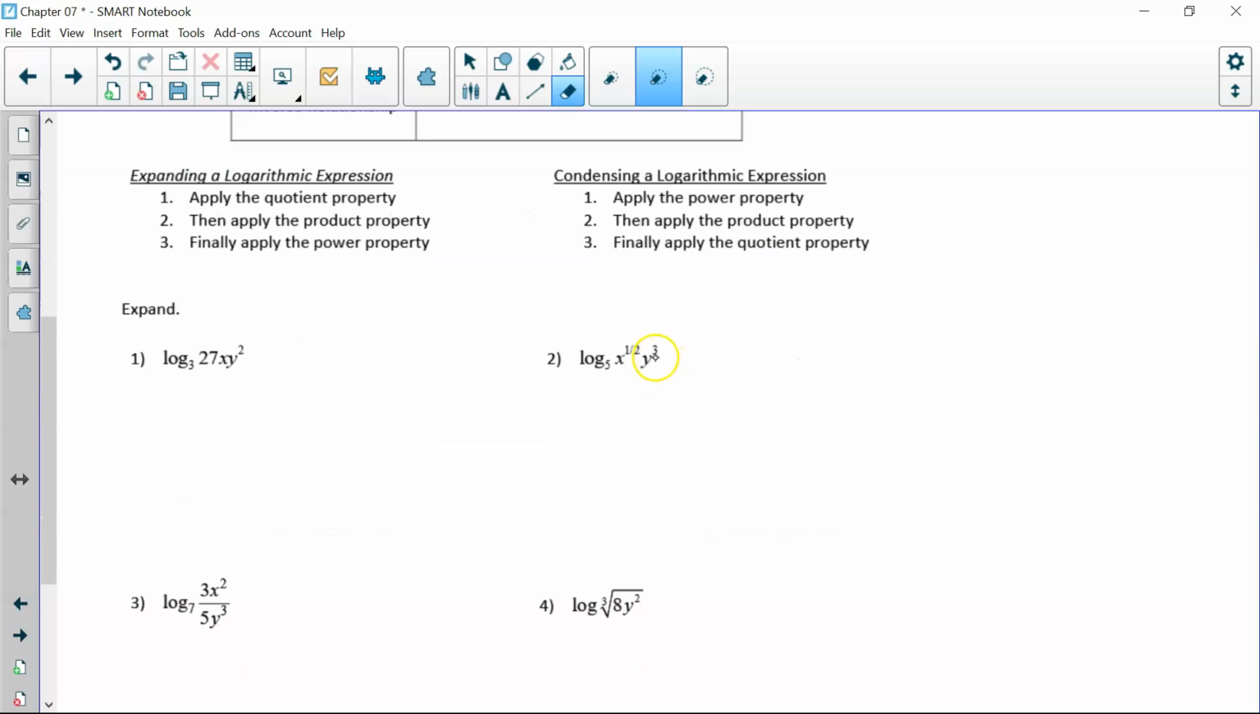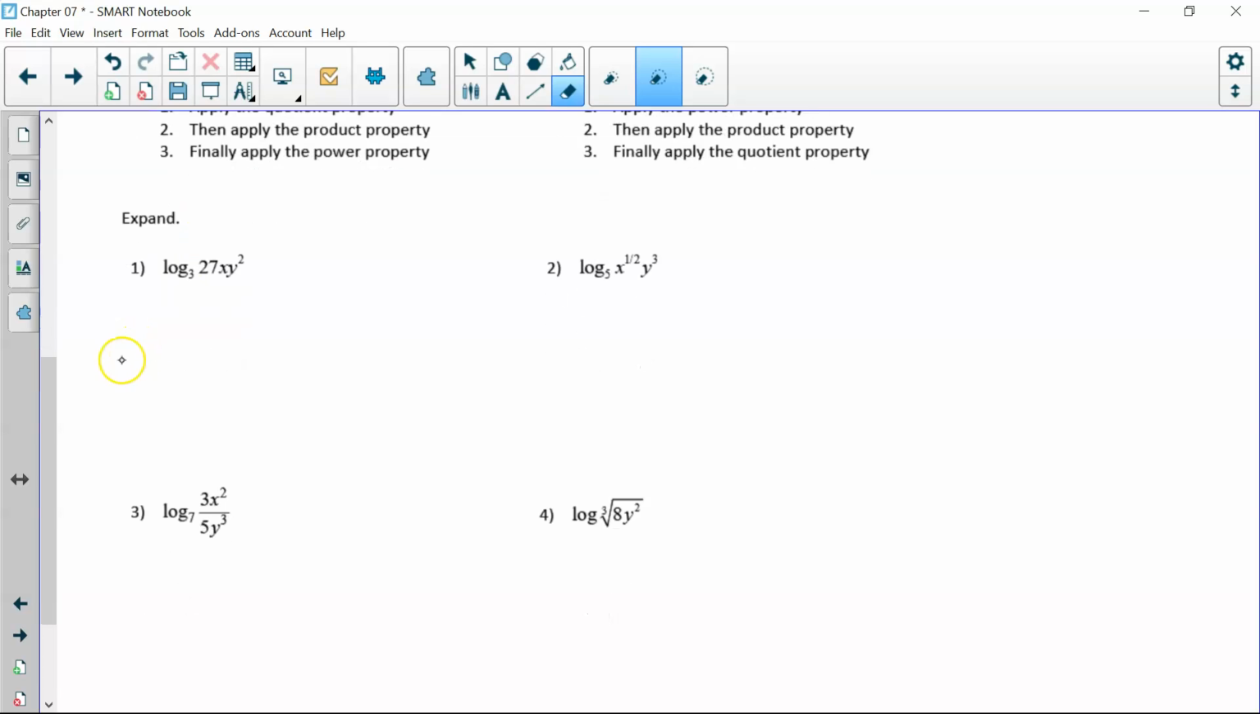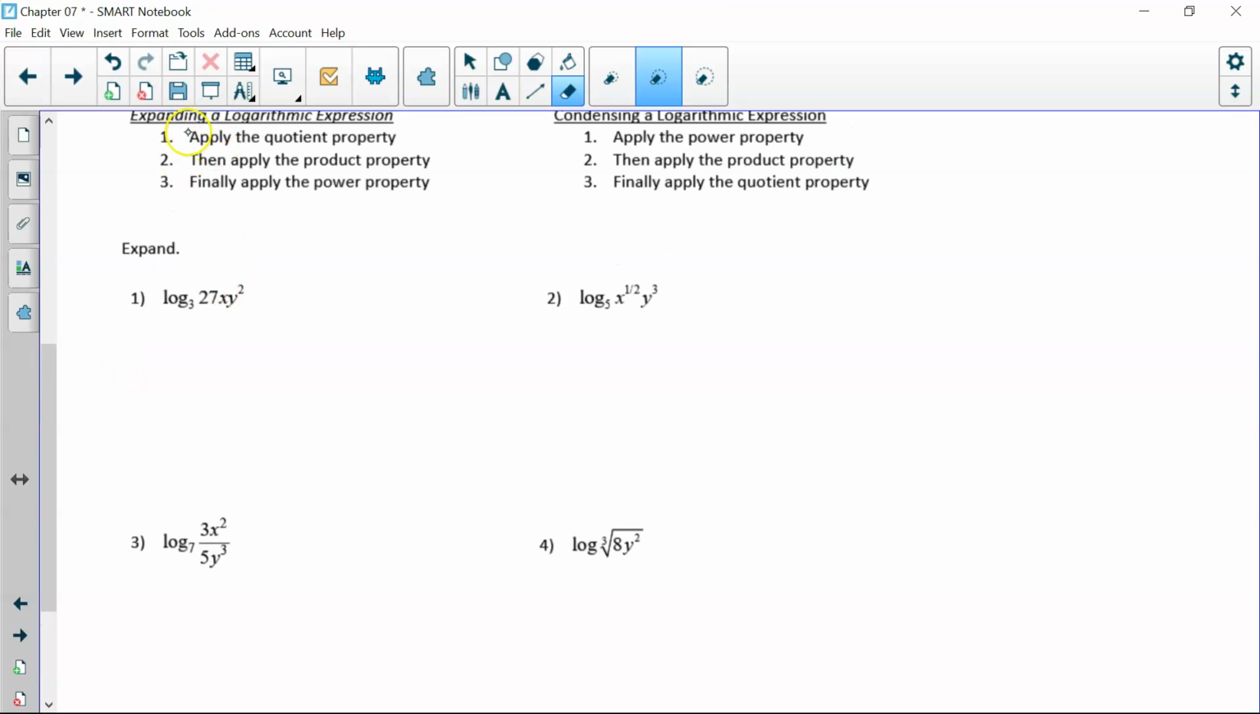Now we're going to talk about expanding first. And when we expand, we go in the order of applying the quotient property, if there's a fraction, then product, and then finally the power property. So for number one, we don't have any fractions, so there's no quotient property. So now product property, each factor gets its own log base 3. Log base 3 of 27, log base 3 of x, and the log base 3 of y squared.